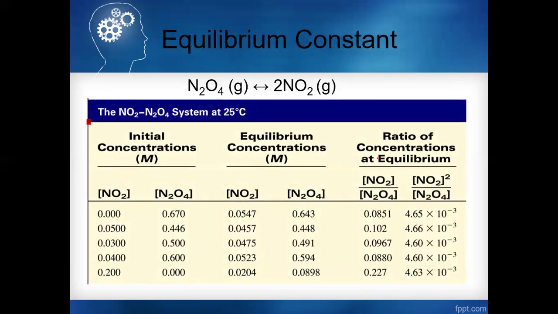So now, let's have a look at this chemical reaction. N2O4 in a gaseous state, forming 2NO2, also in a gaseous state. In this case, we have a constant temperature of 25 degrees Celsius.